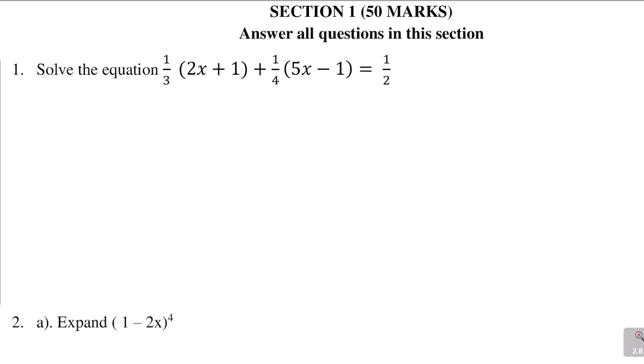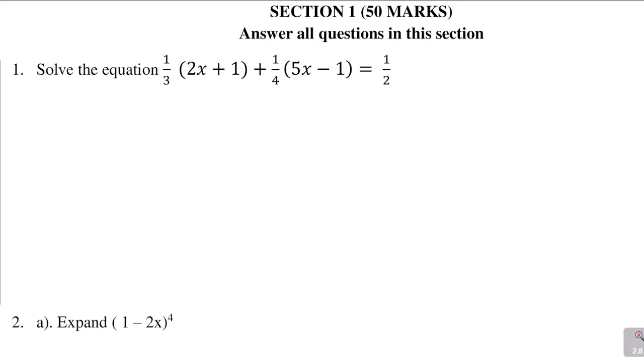Solve the equation: 1 over 3 into (2x plus 1), plus 1 over 4 into (5x minus 1), is equal to a half. How do you solve for x in this equation? Now you shall begin by eliminating the denominators in these fractions.